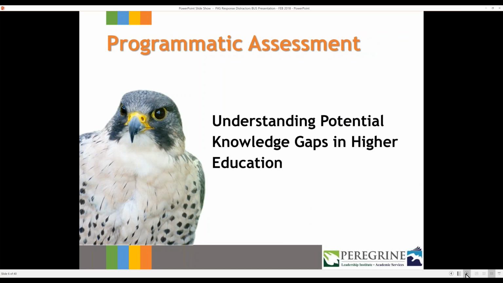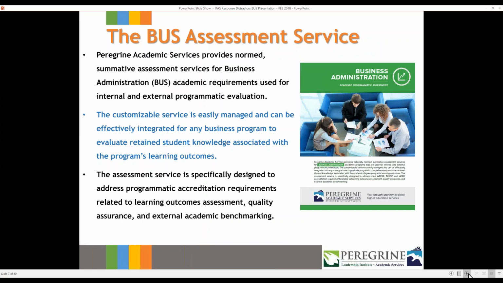So coming back to the programmatic assessment, our goal here is to understand the knowledge gaps in higher education using Peregrine's reports attached to our online assessment tool. So we have developed a normed summative assessment tool for business administration academic programs and programs related to business administration. And this assessment tool is used for internal and external programmatic evaluation. Our assessment is customizable and it can easily be integrated into any business program. And we're here to measure students' retained knowledge.